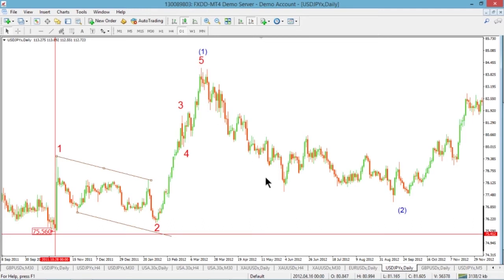Now from that high, we got a deep correction in wave 2. And like I said, wave 2 and wave B tend to be a deep correction.